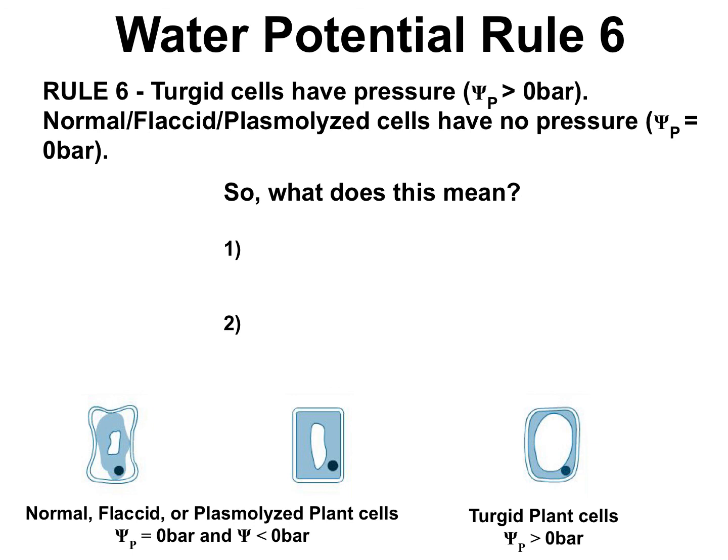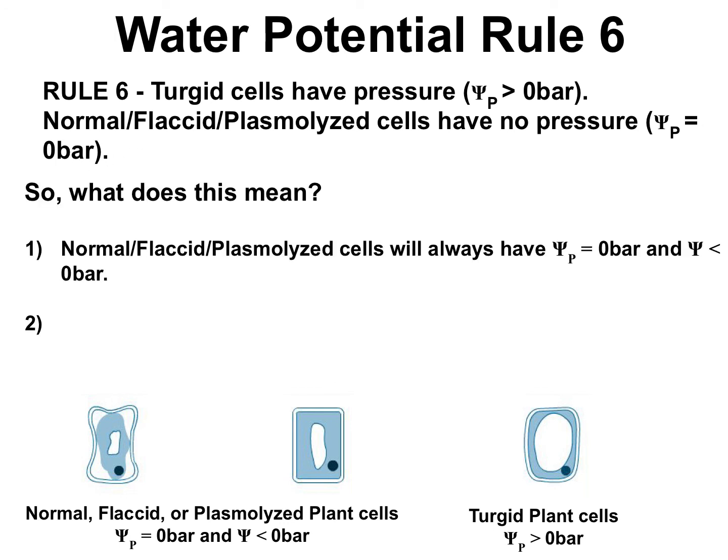Now, the last rule is specific to plant cells and just emphasizes something that we've touched on in the other rules. This rule is that turgid plant cells are pressurized with a positive pressure potential, and normal or flaccid or plasmolyzed plant cells are not pressurized, so this means that their pressure potential is equal to 0 bars. So thinking about this in terms of the other rules as well, a normal, flaccid, or plasmolyzed plant cell will always have a negative water potential value. And that's because pressure potential is 0, so there's no pressure potential to offset the solute potential, which would be negative, with the dissolved solute in the plant cell cytoplasm.